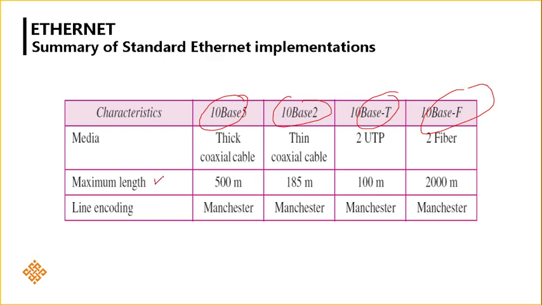So what is the maximum length of the cable we can use? 10Base5, 500 meters, 10Base2, 185 meters, or nearly 200 meters, 10BaseT, 100 meters, and 10BaseF, 2000 meters. So all these Ethernets will use line encoding as the standard encoding technique.